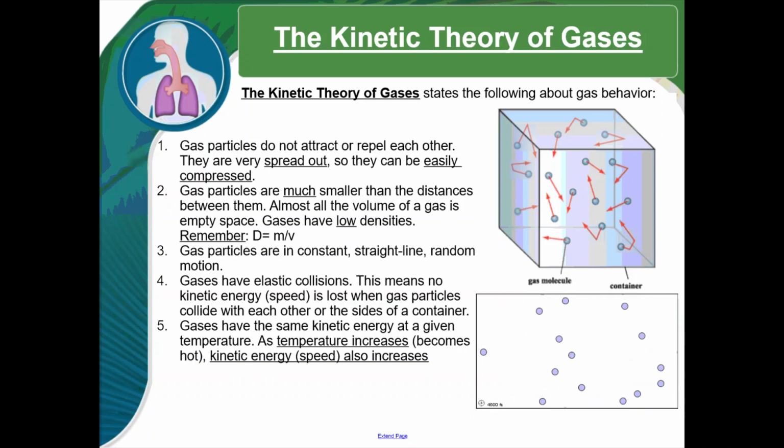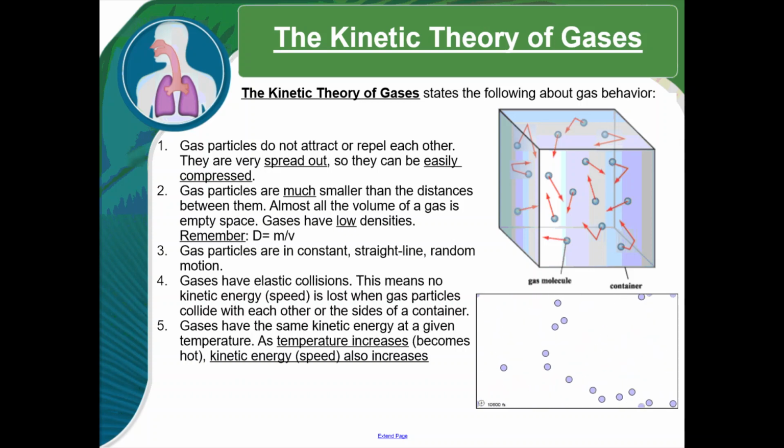Number one, gas particles do not attract or repel each other because they are very spread out. This is why they can be compressed so easily. Gas particles are flying around and they will not start clumping together. They are not attracted to each other. Likewise, they will not back away from each other. They will not repel. Number two, gas particles are much smaller than the distances between them.